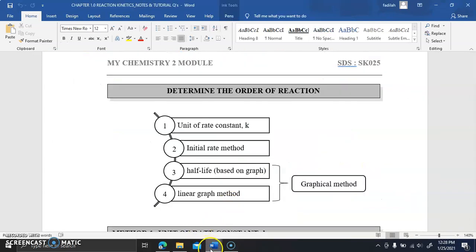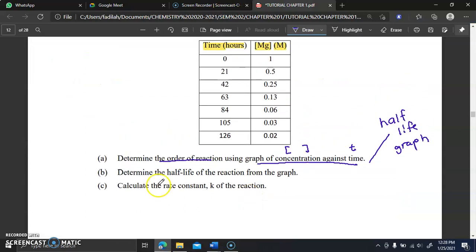Okay, right. So now B, after dah determine order of reaction, we need to determine the half-life value from the graph that we plot. So meaning that untuk A, you have to plot the graph of concentration against time. So guna kertas graph here, right? And C, we have to calculate the rate constant for the reaction.